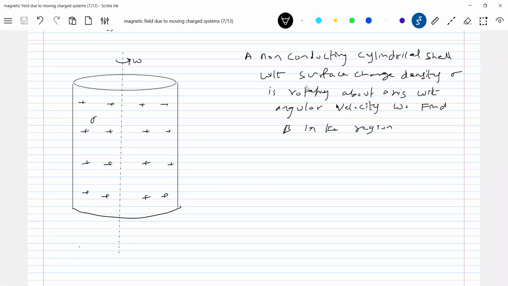It's a long one, not a short one. A long non-conducting cylindrical shell. Long in the sense of infinity.